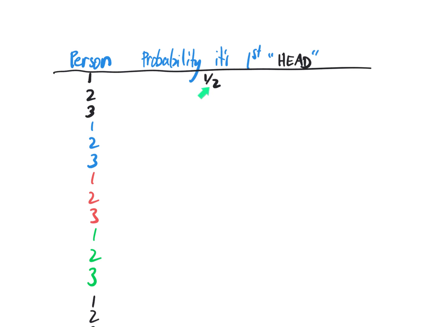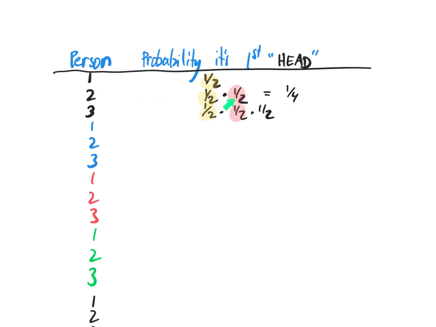We assume that a head was not tossed, so the second person goes. So the chance that the second person is tossing a head is, there's a 1/2 chance that the first person did not toss a head, and then there's a 1/2 chance that the second person does toss a head. So that's going to be a 1/4 chance.